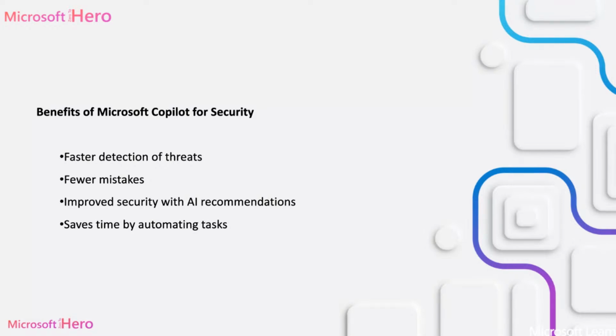Third, Copilot improves security with AI recommendations. You receive a lot of recommendations from Copilot for Security. It suggests actions you can take to improve your security based on best practices and real-time data. Finally, Copilot saves time by automating tasks. It takes care of routine security checks and actions so you can focus on more important work.